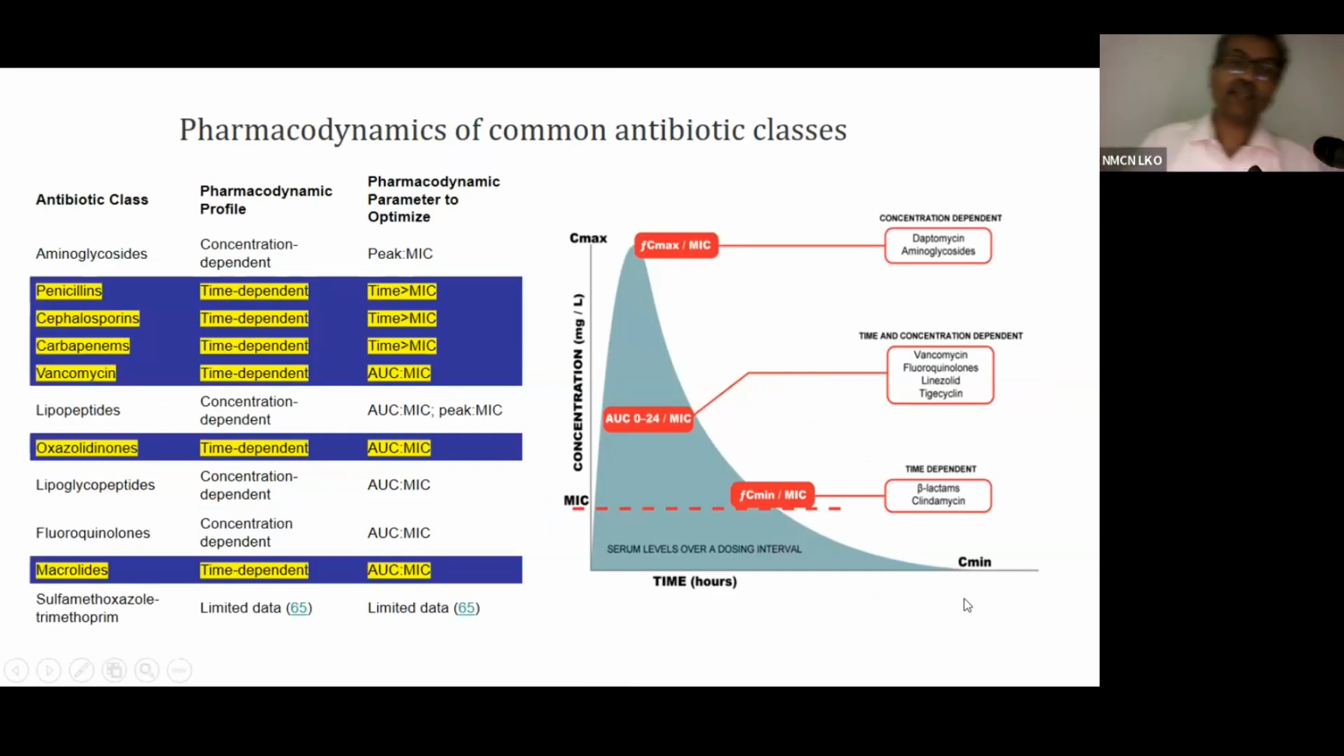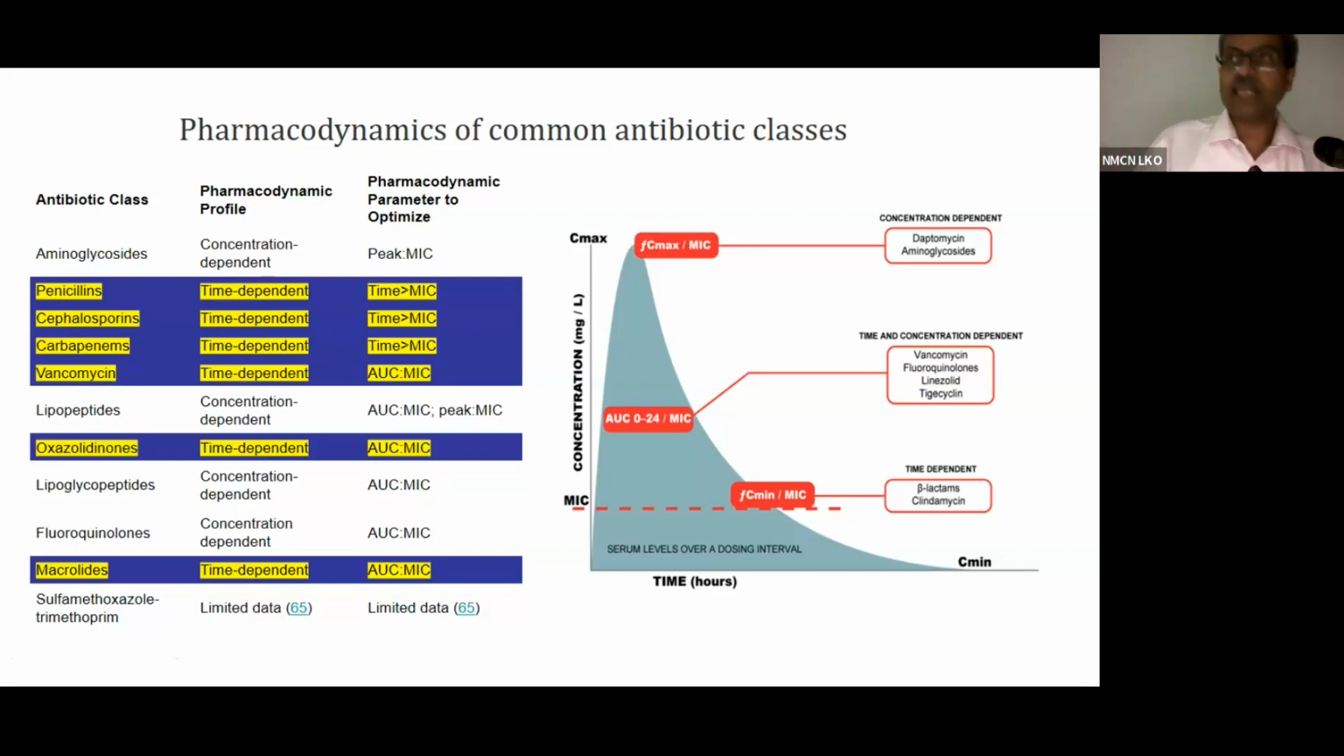So what are the different antibiotics? Which are the time dependent and which are the concentration dependent antibiotics? Here we can see aminoglycosides are concentration dependent antibiotics. They work with a bactericidal effect at the maximum concentration, at the peak MIC. Penicillin, cephalosporin, carbapenem, and vancomycin are time dependent. The longer the duration of the drugs, the better the effect. Macrolides are again time dependent antibiotics. Fluoroquinolones are concentration dependent antibiotics.